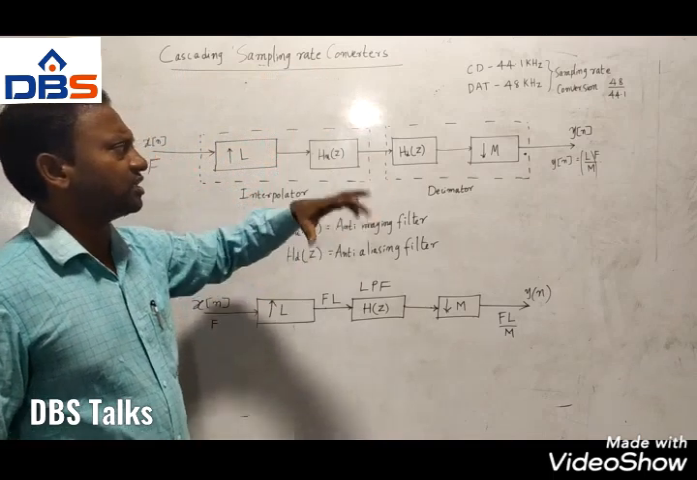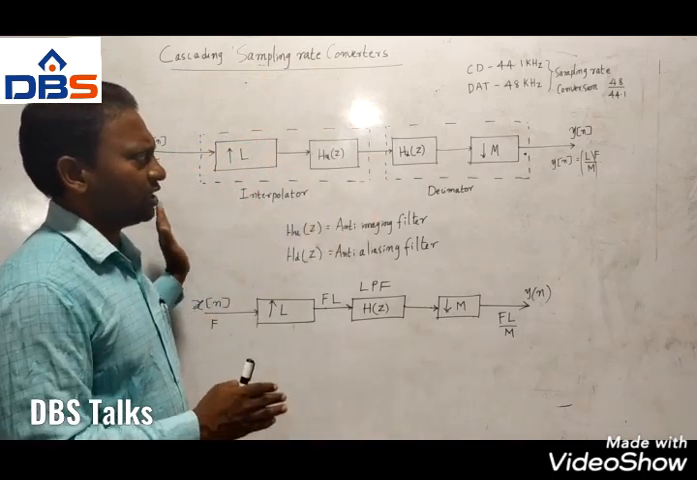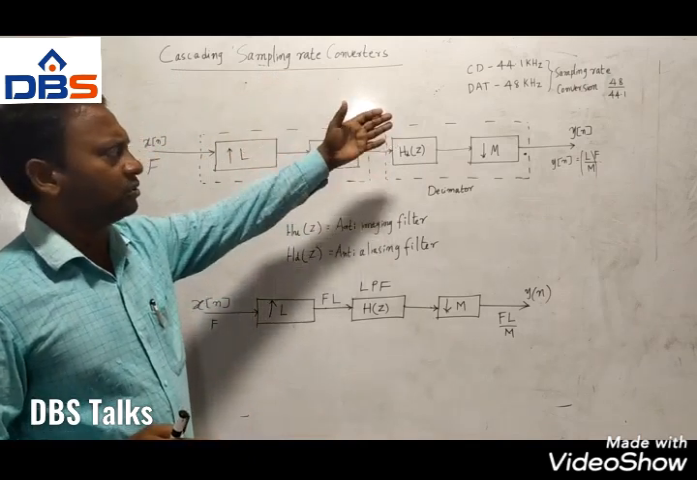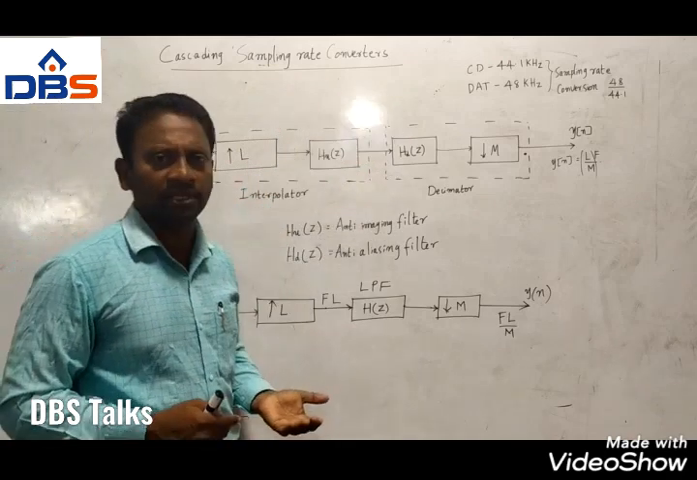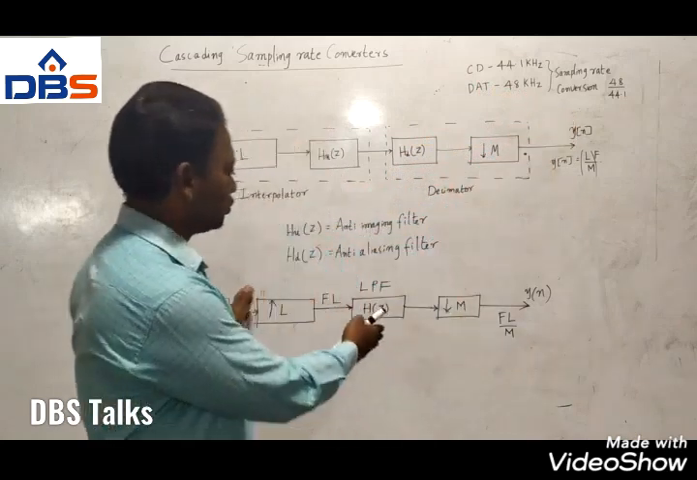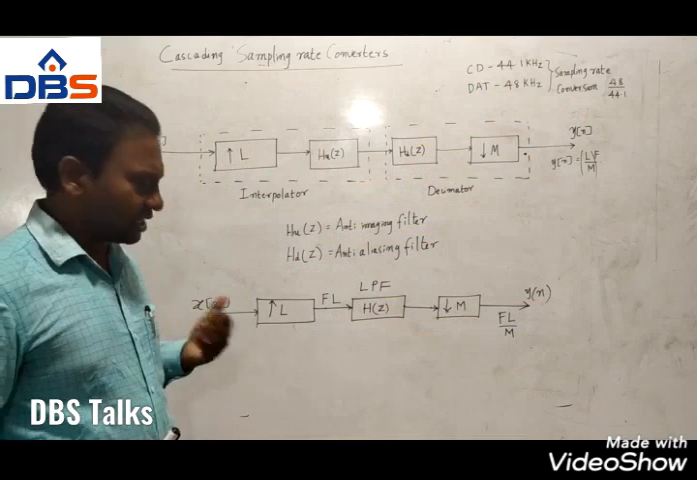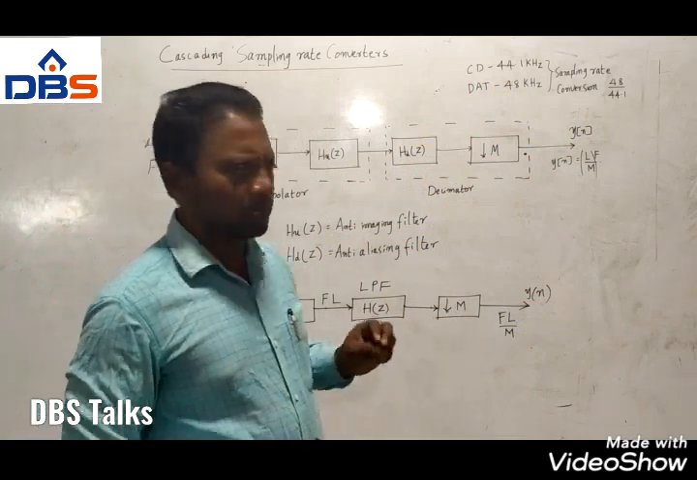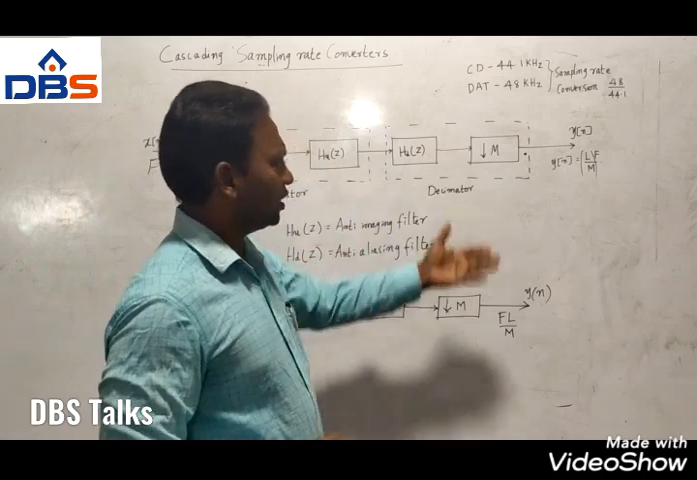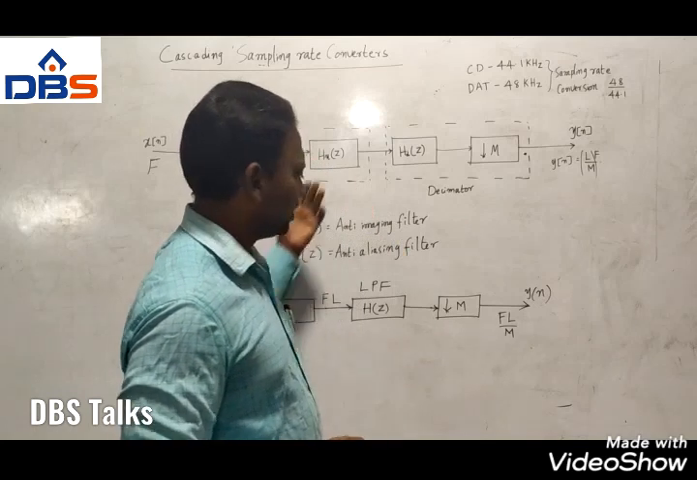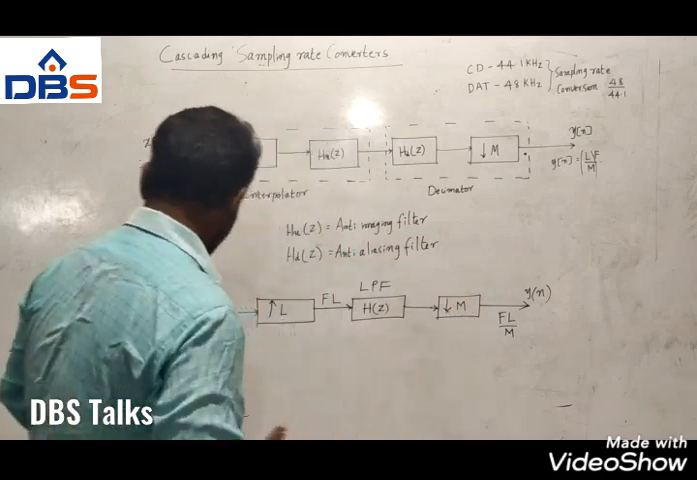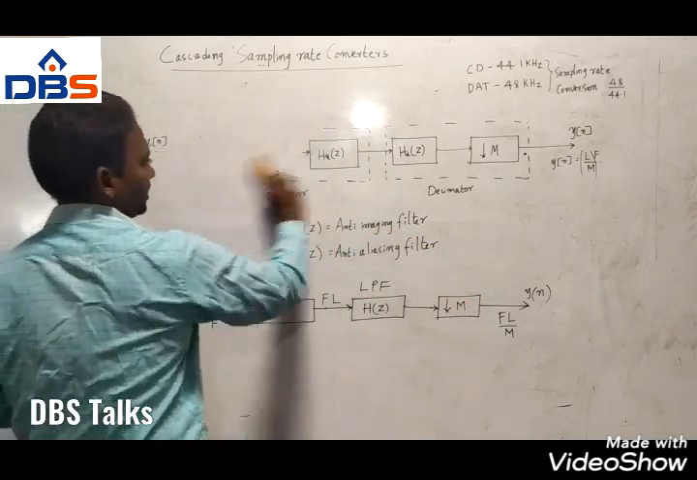And what is the purpose of this? To convert one sampling rate to another sampling rate. An example is if you want to transfer data from a compact disc to digital audio tape, we need a sampling rate factor of 48 by 44.1. To get that factor, we have two such types of operations. To understand in more detail, we'll discuss one problem: how this works, what the meaning of this L is, and how it is down converted. We will see it with an example.